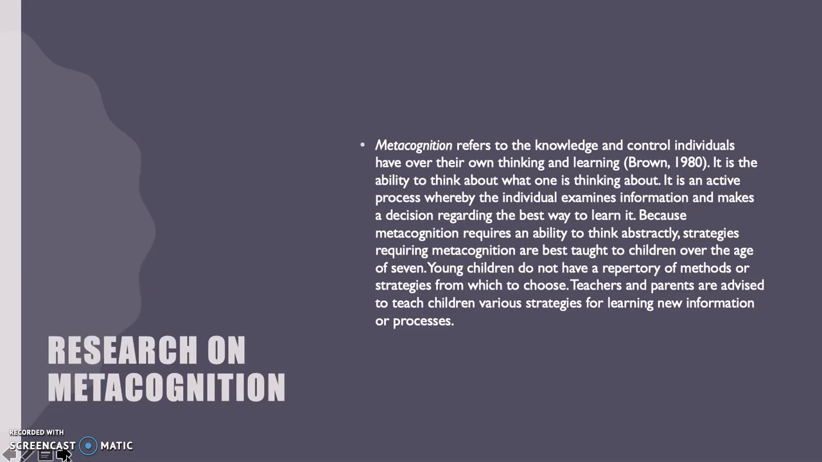Metacognition refers to the knowledge and control individuals have over their own thinking and learning. It is the ability to think about what one is thinking about. It is an active process whereby an individual examines information and makes a decision regarding the best way to learn. Because metacognition requires an ability to think abstractly, strategies requiring metacognition are best taught to children over the age of 7.